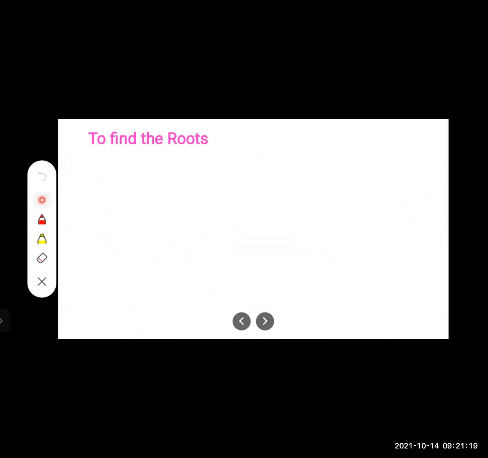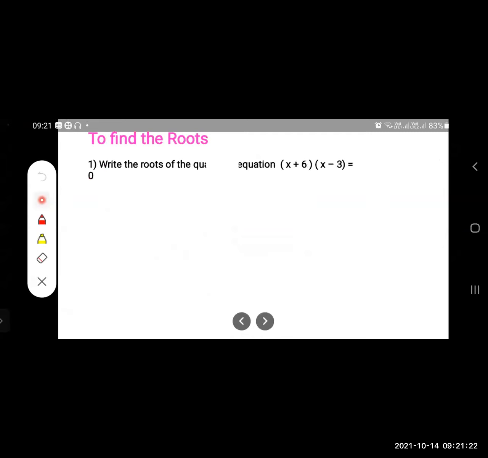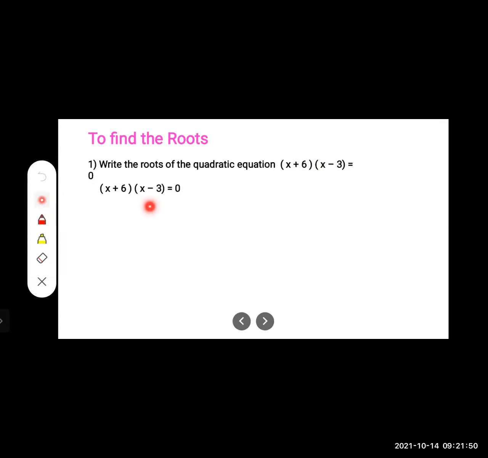To find the roots. Okay. Write the roots of the quadratic equation x plus 6 into x minus 3 equal to 0. Okay, so x plus 6 into x minus 3 equal to 0. Okay, students. So for one more question, they used to ask like this. This is nothing but it's a part of your factorization method.